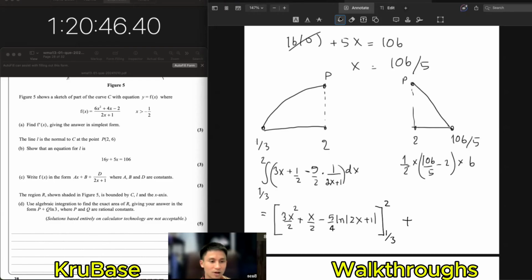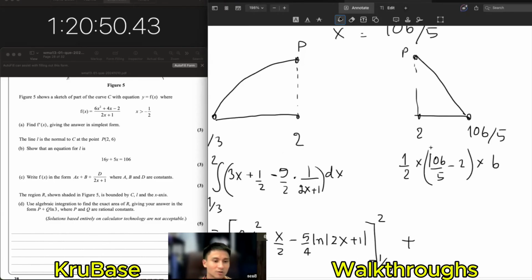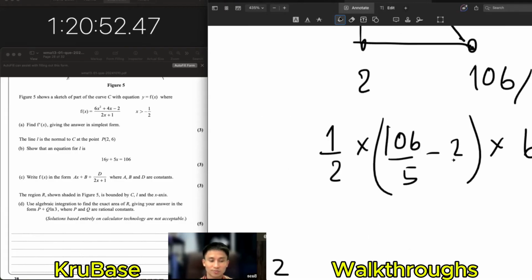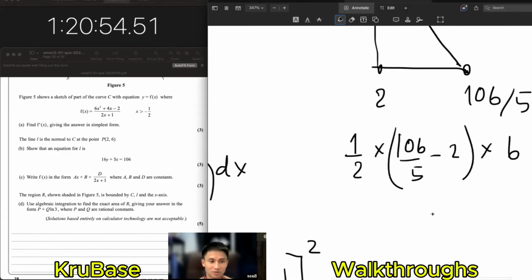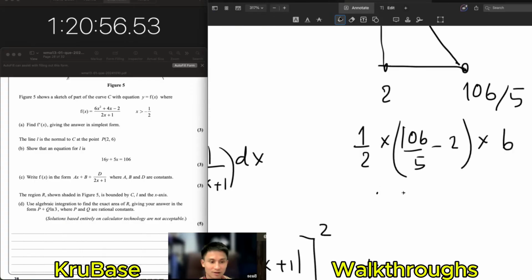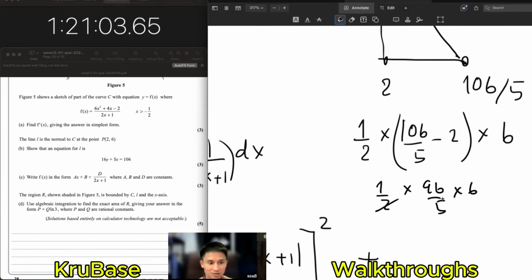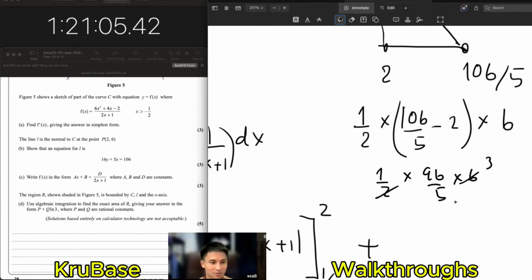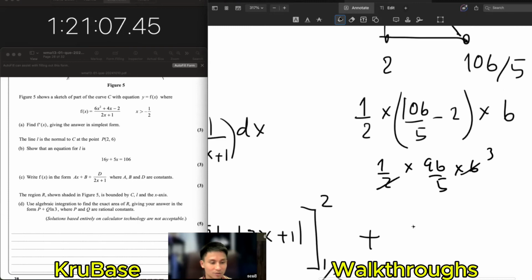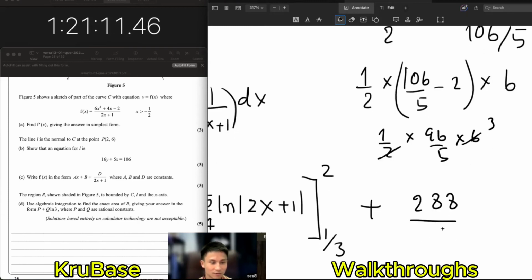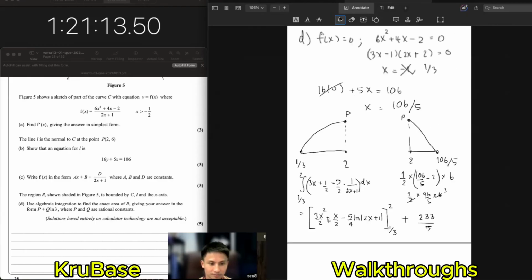Okay, so this one will add this part. So here, 106 minus 2, sorry, minus 10. If I do the fraction there, that would give me a half times 96 over 5 times 6, right? Yeah, 2 cut 6, I get 3. So that would be 288 over 5, just by my calculation.